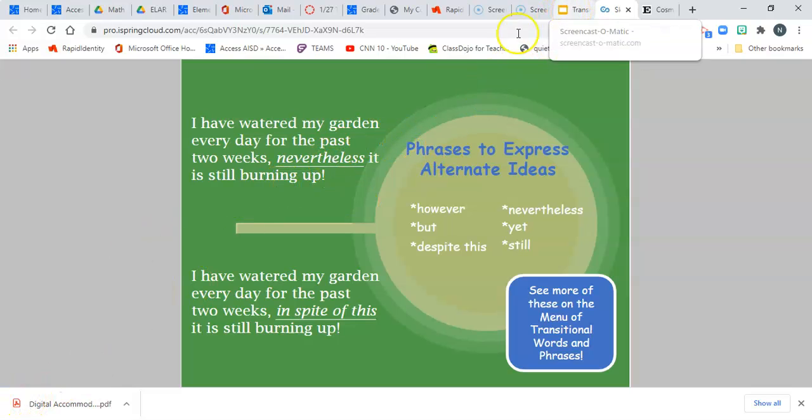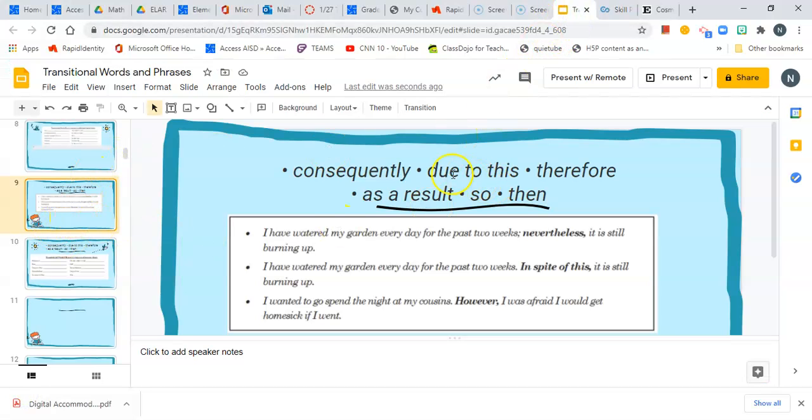So then we go back to our assignment. In your assignment on slide number 9, you have the sample sentences that we just read. There's one more. I wanted to go spend the night at my cousin's, period. However, I was afraid I would get homesick if I went. So here they used 2 different sentences, and the second sentence was something that was different than the first sentence, him saying that he wanted to go spend the night at my cousin's. So they used the word however.